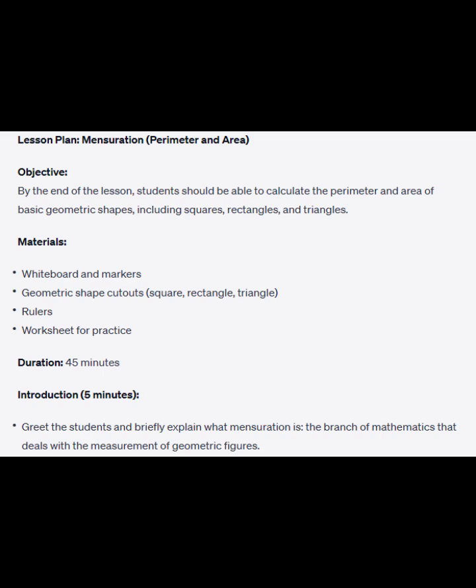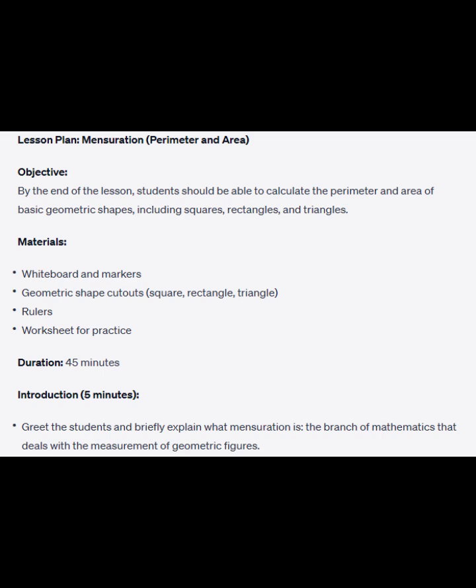Materials: whiteboard and markers, geometric shape cutouts (square, rectangle, triangle), rulers, and a worksheet for practice. Duration: 45 minutes.